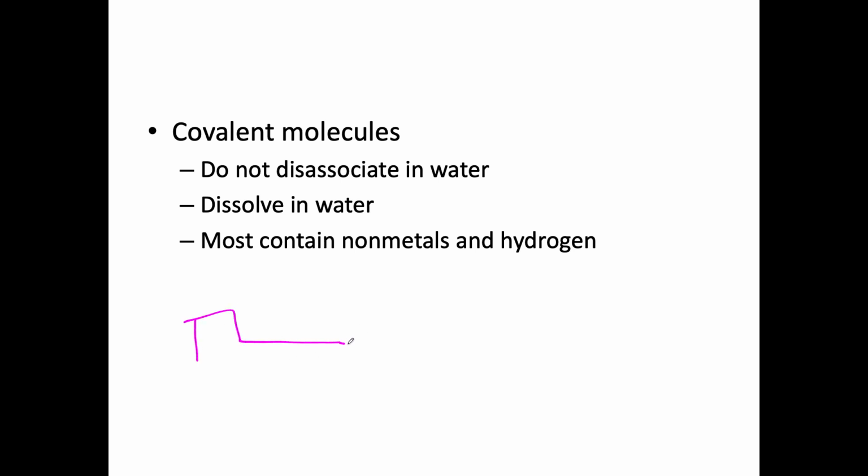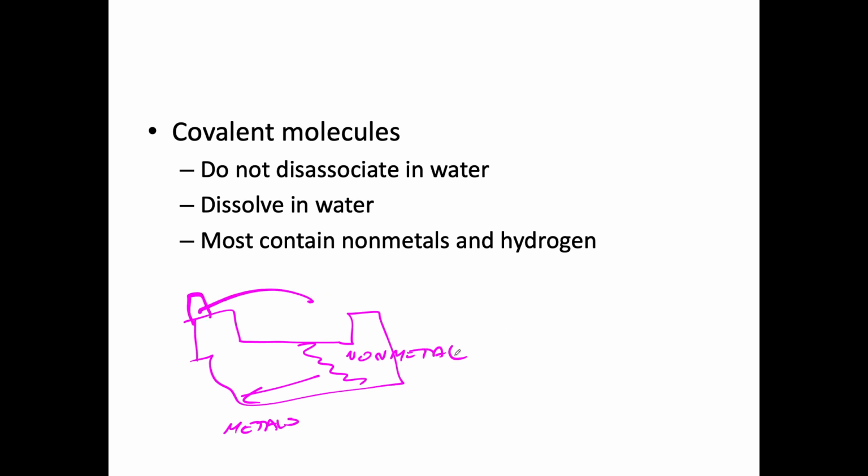I'll sketch this out. This is bad, I know, but these are the non-metals on the right side. Metals are all on the left, and hydrogen up here is either both. So when we're looking at covalent molecules, you've got to look at the chemical formula and see what we have. If you've got two nonmetals bound together, it's usually covalently bonded, and water will not separate those apart.